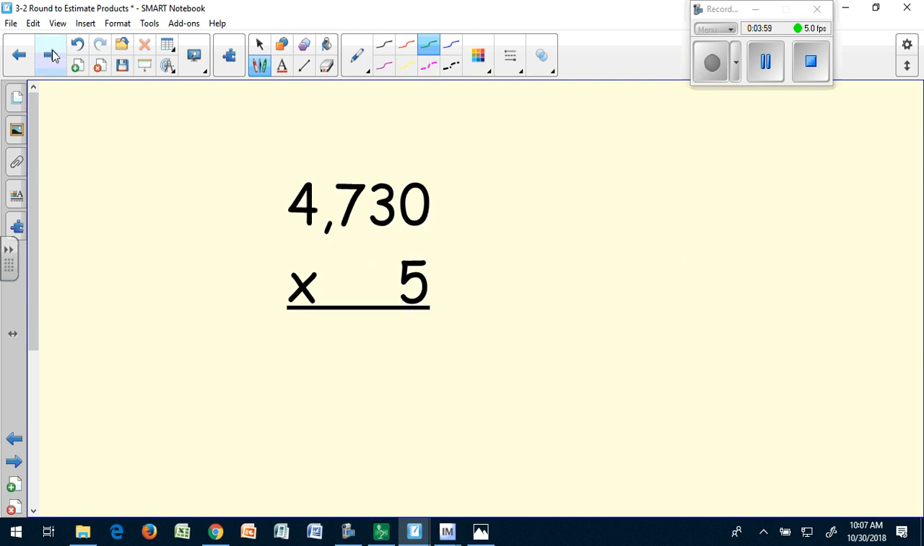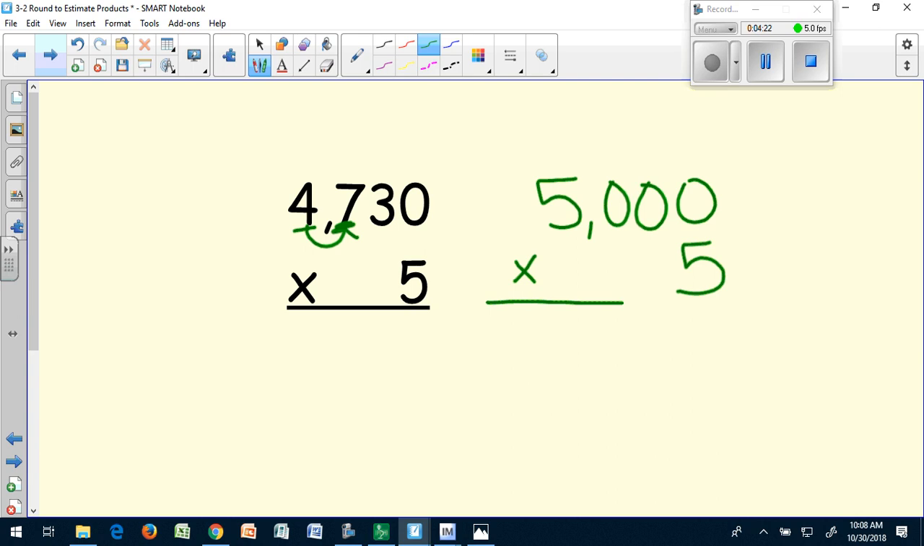Let's try one more together, and then I'll have you try some on your own. 4,730 times 5. Think about what 4,730 would round to. And I know it's closer to 5,000 than it is to 4,000 because of the 700. I will keep my second factor the same. And when I multiply 5,000 times 5, that will give me 25,000. It's the same as saying 5,000 plus 5,000, 5 times.